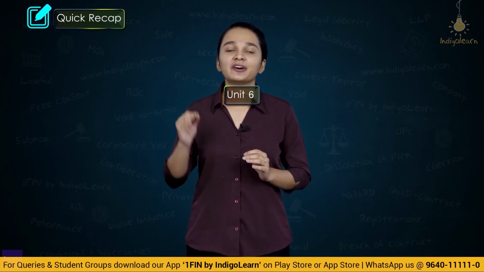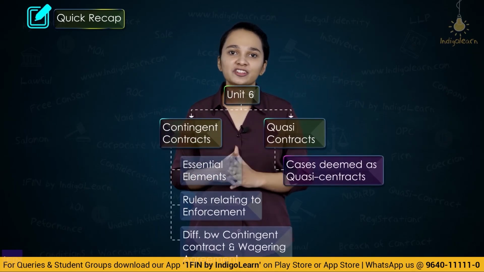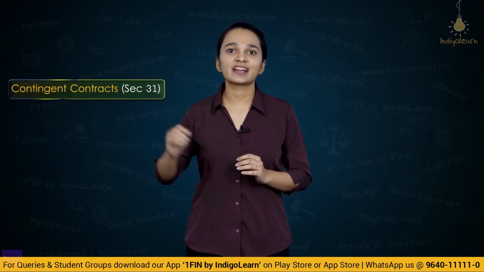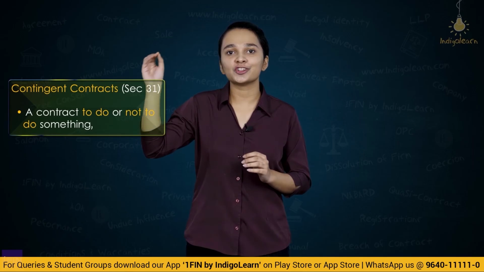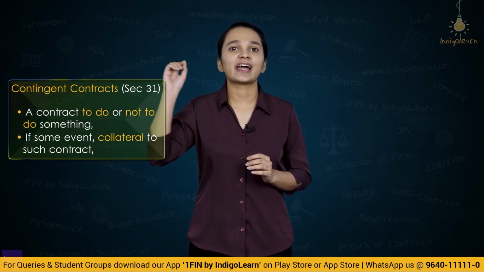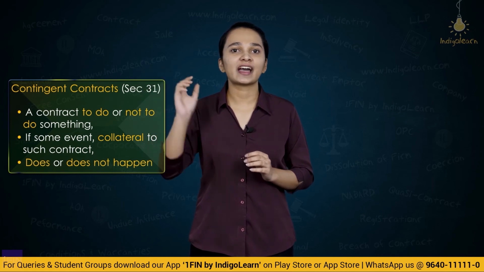Unit 6 talks about contingent and quasi-contracts. We started with contingent contracts. What are contingent contracts? They are contracts to do or not to do something if some event collateral to such contract does or does not happen.